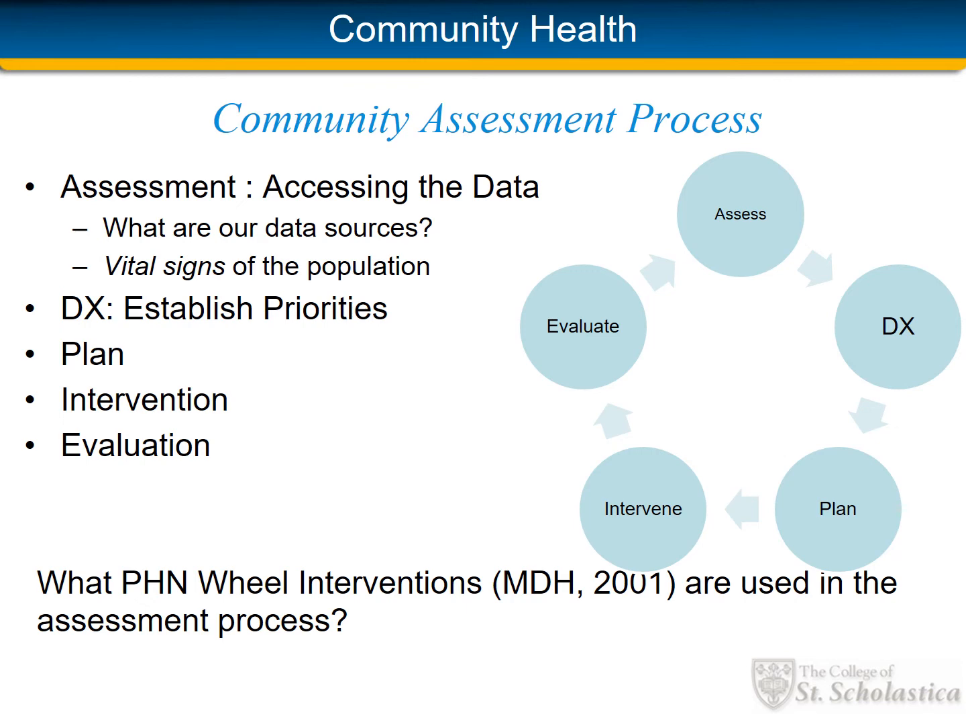The first thing that we need to do with our assessment is gather that subjective and objective data for our community. We need to think about what our data sources are. Things that exist within our own community might be surveys, epidemiological studies, community forums, focus groups. Specifically, we can access data from WHO, the World Health Organization, the U.S. Department of Health and Human Services.